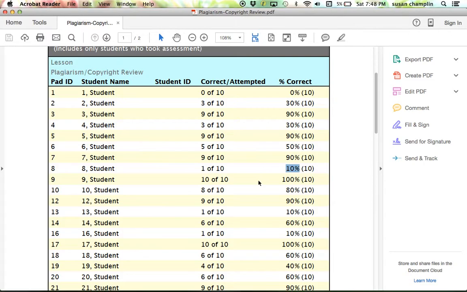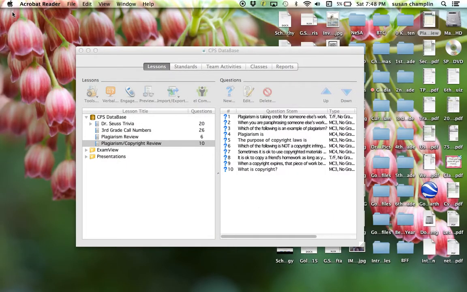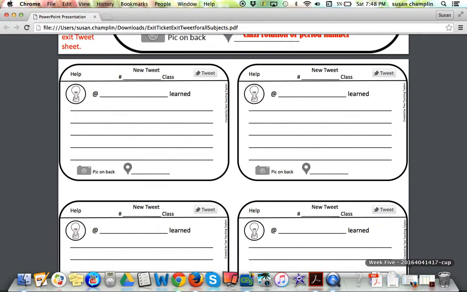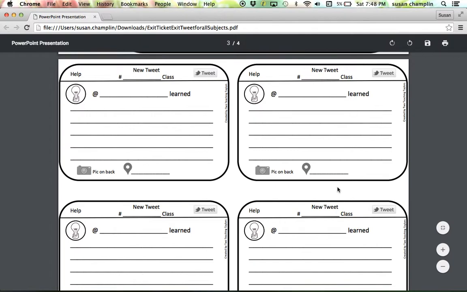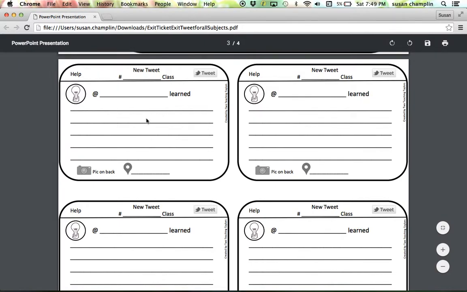It's definitely something that I would like to incorporate more. The other assessment that I used was not technology enhanced, but it was technology inspired. I had found on Pinterest an exit ticket that is like the students are tweeting. So this is an example of what it looked like. I bought this on Teachers Pay Teachers.